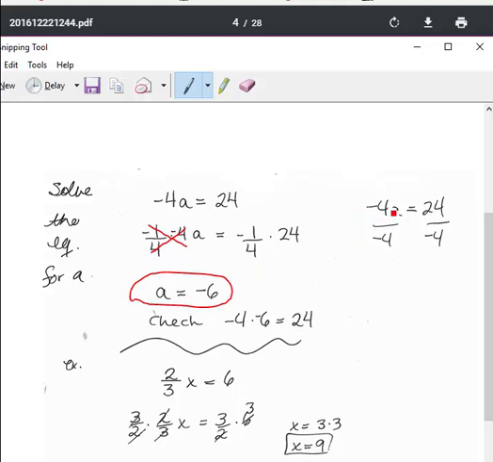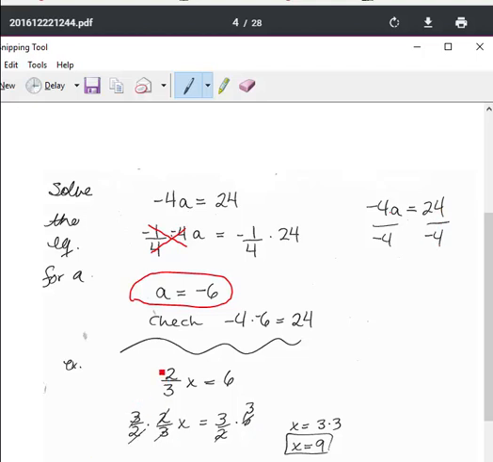The other thing I can do is say, hey, take the opposite action that's being multiplied. So the opposite action is dividing by negative 4. But if I divide the left side by negative 4, I have to divide the right side by negative 4. And 24 divided by negative 4 gives me a positive 6.